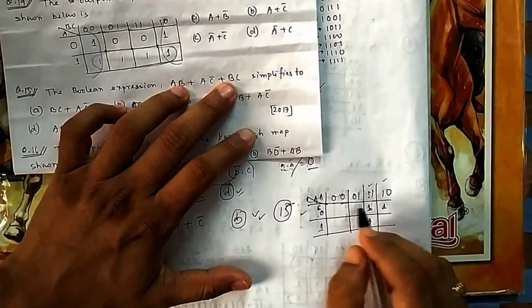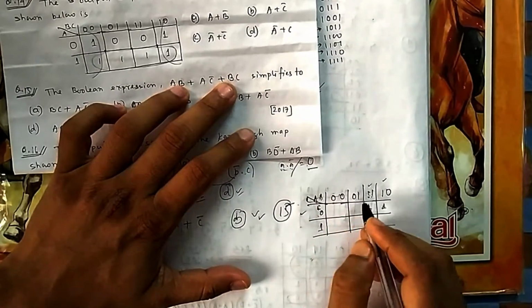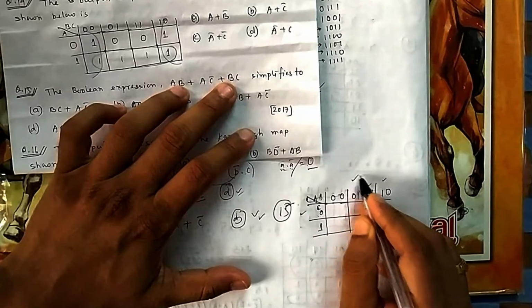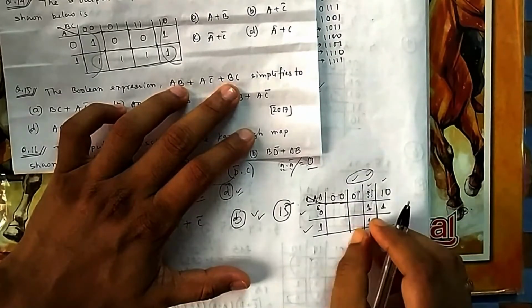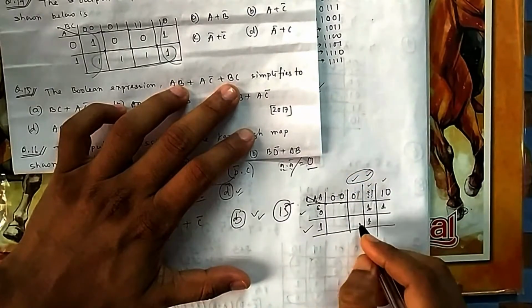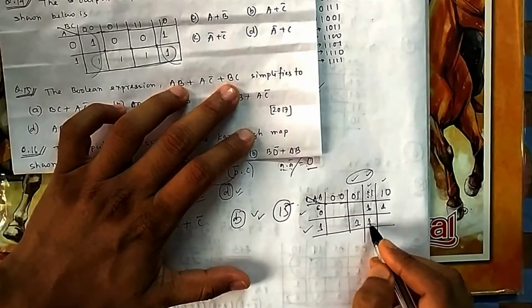Then BC. A can be anything. Then B should be 1. So B should be 1 means this and this. Here both this B is 1. C should also be 1. So this. So common of these two and this is these two. A can be anything. You can say 0 1 1 or 1 1 1.